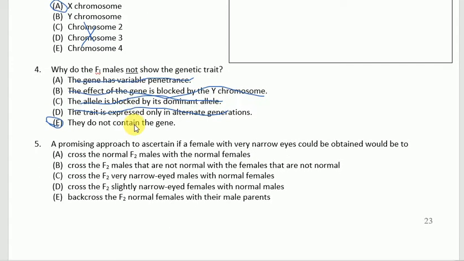5, a promising approach to ascertain if a female with very narrow eyes could be obtained would be to cross normal with normal. Well, we know that's not going to happen. Cross the F2 males that are not normal with females that are not normal. That's a possibility. Cross F2 very narrow males with normal. Well, we already know that's not going to happen because we saw that up above. Cross the F2 slightly narrow females with normal males. Again, not going to happen. Back cross the F2 normal females with their male parents. And that could result in mutations. That wouldn't give us a result. So we're going to go with B here.